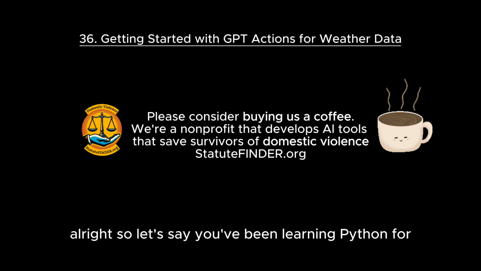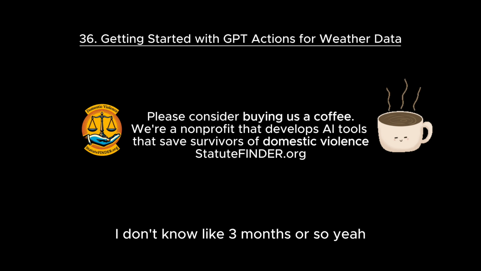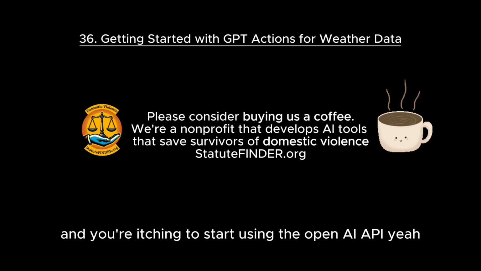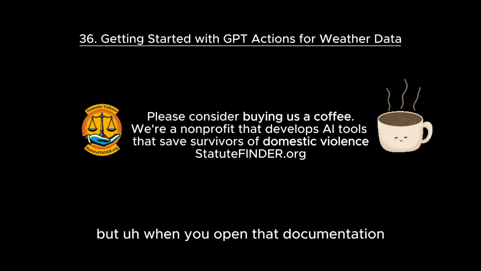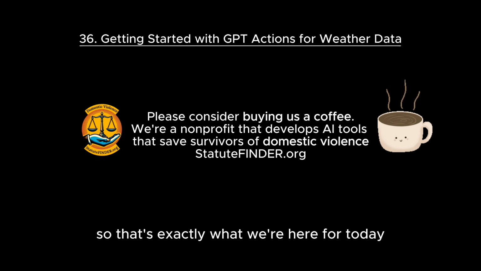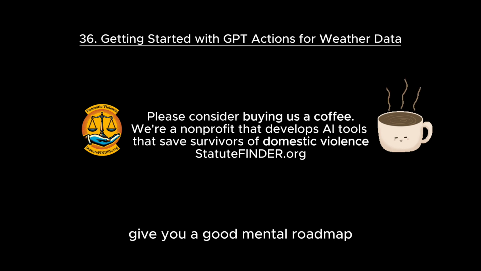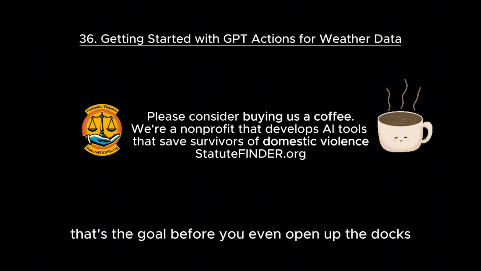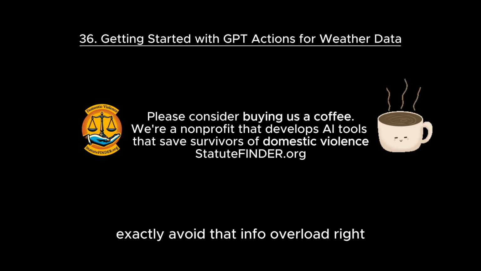All right, so let's say you've been learning Python for, I don't know, like 3 months or so, and you're itching to start using the OpenAI API. But when you open that documentation, it's kind of like, whoa, where do I even begin? It can be a little intimidating, right? Absolutely. So that's exactly what we're here for today. We're going to break it all down, give you a good mental roadmap, a mental map, before you even open up the docs. Exactly. Avoid that info overload.